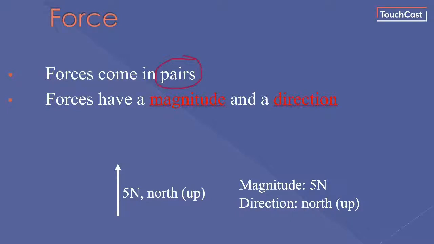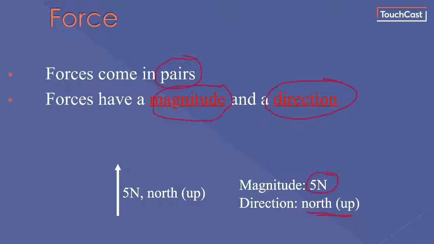Next, we need to pay attention that forces come in pairs. That's your next blank. It says remember on the side with 2 stars around it. Forces come in pairs, and they're going to have a magnitude and a direction. Magnitude is basically the amount. Forces are measured in newtons. You probably have used a spring scale before, and that measures the amount of force that an object is pulling against another object. An example here is a magnitude of 5 newtons. The newton is the unit, and then the direction will be north or up.